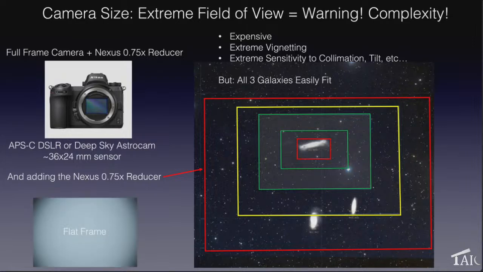And here's a flat frame from one of these cameras. So you can see, with the reducer, you can see the vignetting. Basically the telescope projects a circle, an image that's a circle, and the camera's rectangular. And so the frame is bigger than the circle. So you can see the outside edges are darkened because it's such a large sensor.